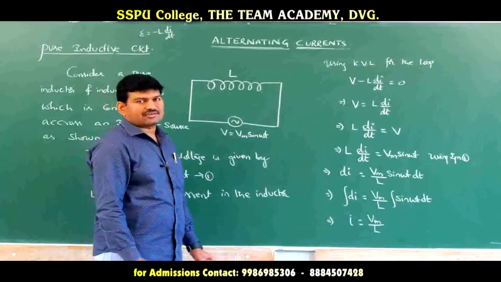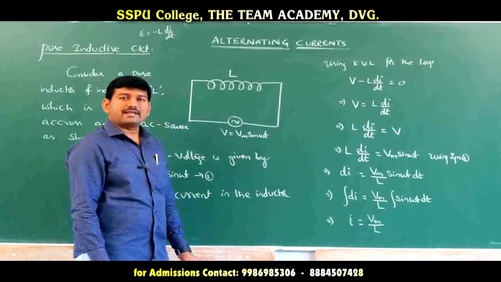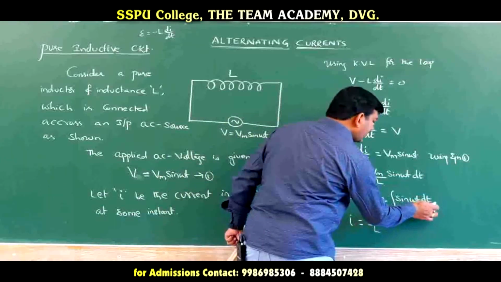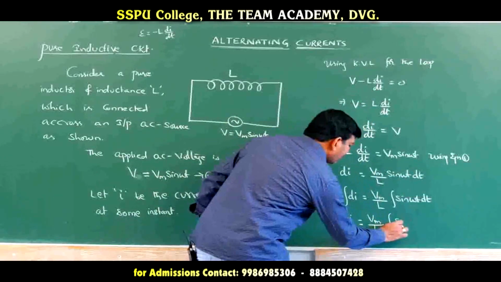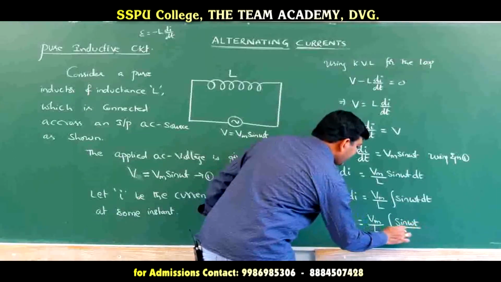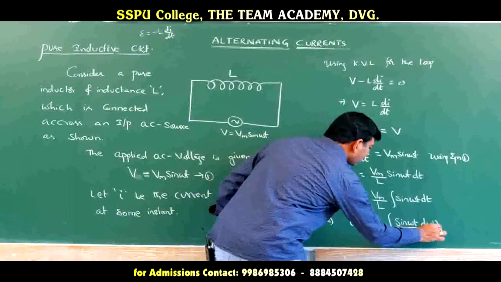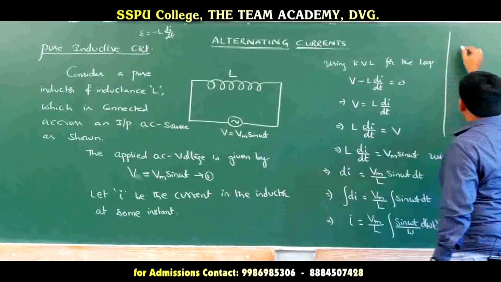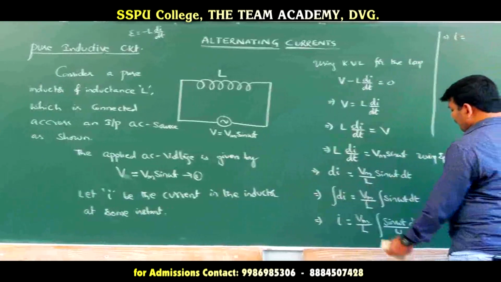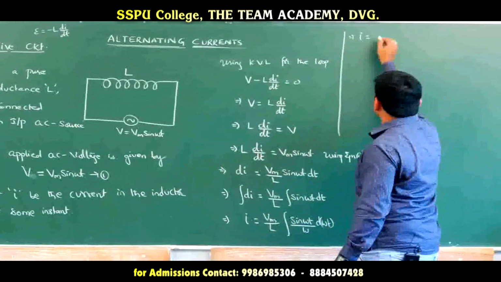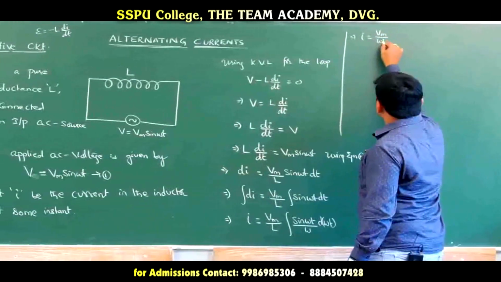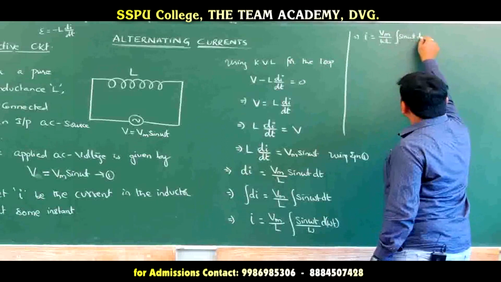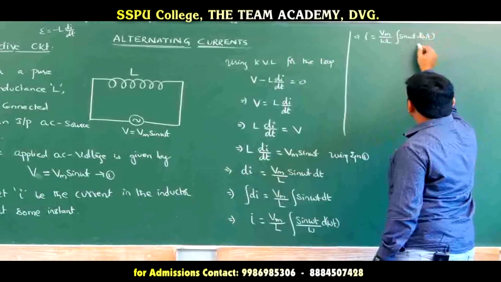What is the integral of sin theta? Minus cos theta, sorry. The integral of sin theta is minus cos theta. Here omega t is there, but here only t is there. Therefore multiply with omega and divide with omega. Then I can write it as integral of sin omega t divided by omega into d omega t. Shall I write like this or not? Write this omega outside. Then I is equal to, omega is also constant, so Vm by omega L into integral sin omega t into d omega t.